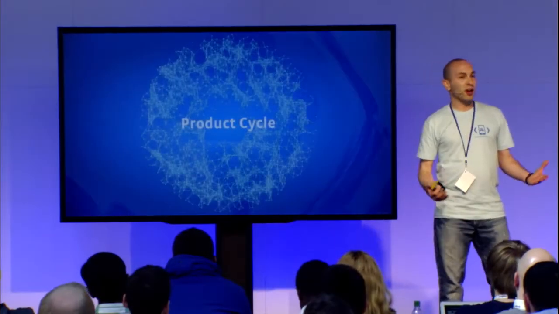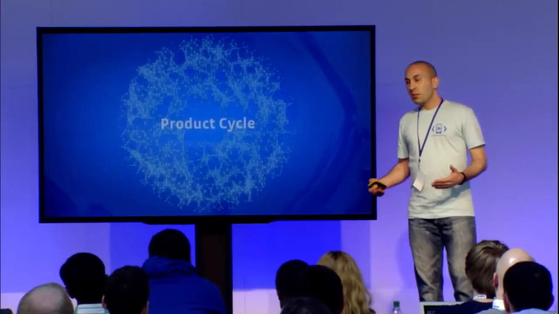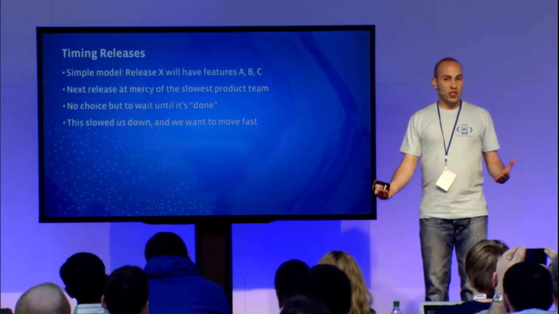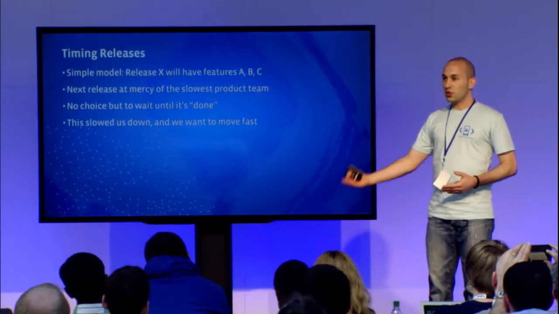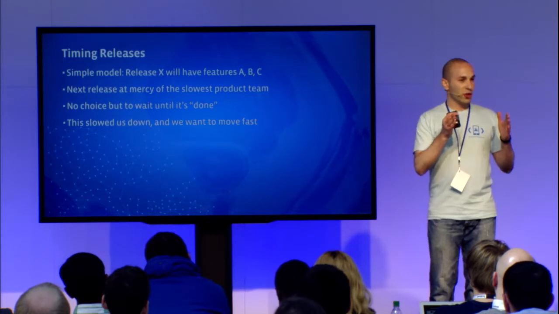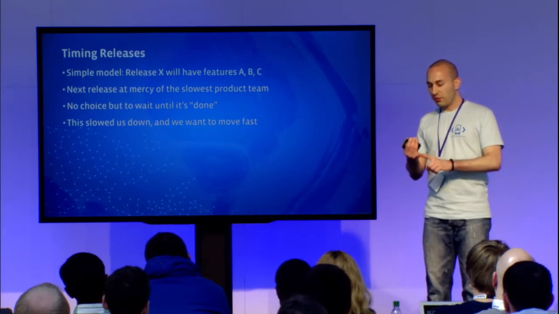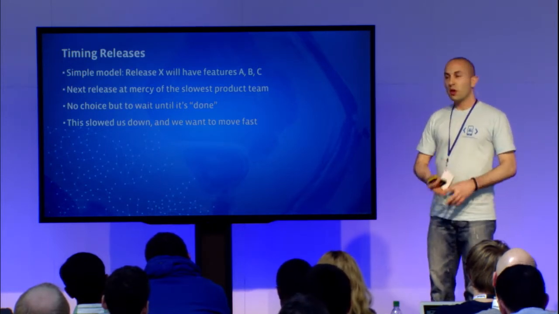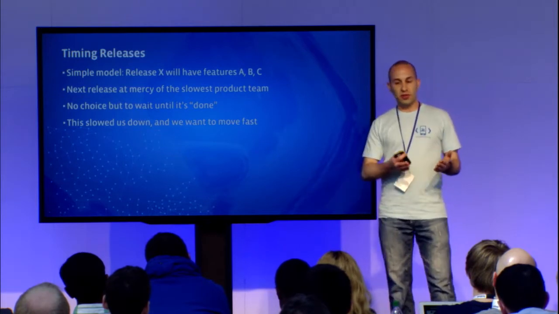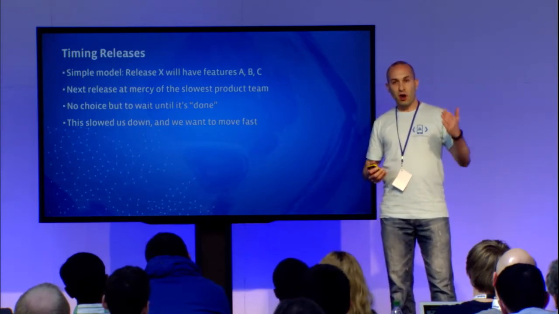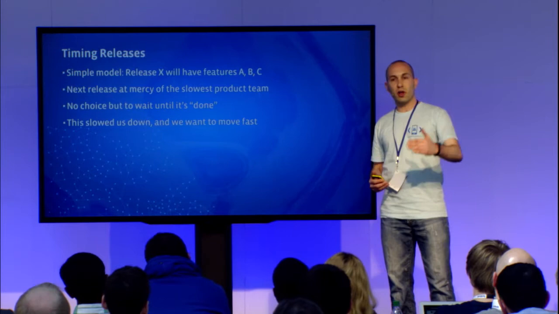But now we had to think about our product cycle. In most teams, in most projects that you may have worked on, you tend to be feature-driven. You decide that your version 2 of your app is going to include features X, Y, and Z. Well, with the structure that we had with all of these teams, that meant that our releases were at the mercy of the slowest product team.